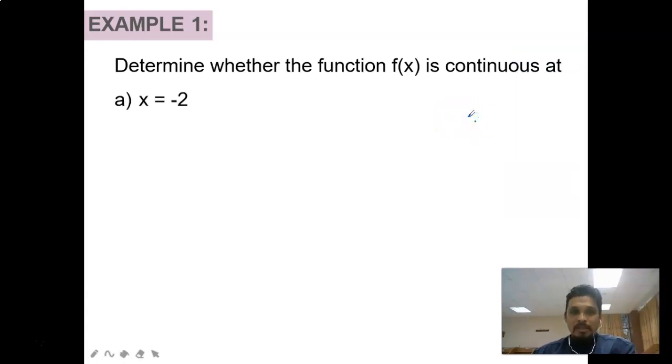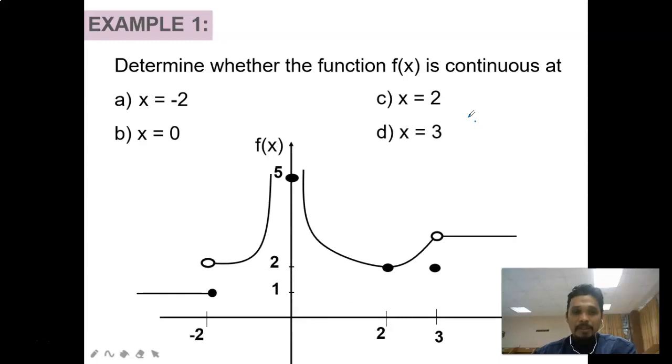Then determine whether the function f(x) is continuous at x equal to -2, 0, 2, and also x equal to 3 for this function. So let's say for x equal to -2, the limit as x approaches -2 from left or from right of the function f(x). Look at this one here. Limit as x approaches -2 from the right, we refer to the value of y, which is equal to 2.